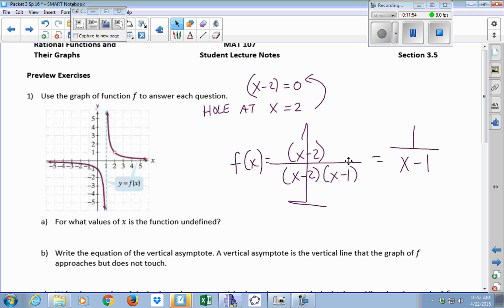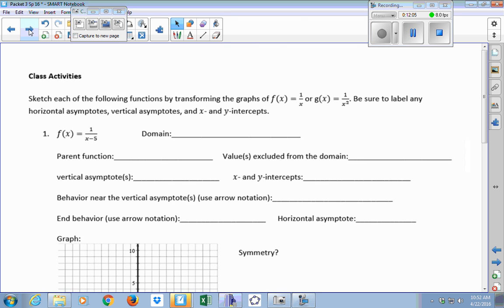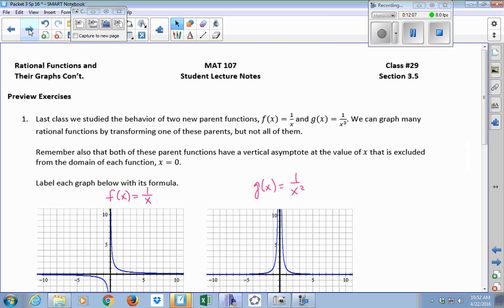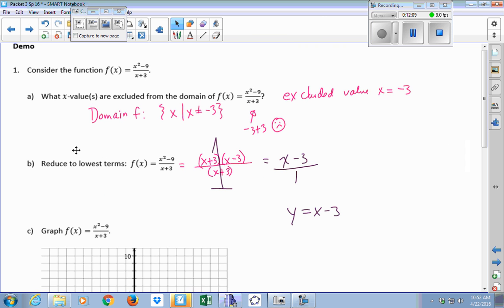Now if the top said x plus 4, then I would have 2 vertical asymptotes because it'd be no common factor. So that's a little bit of a change from what we did on Wednesday. How do you get those holes?